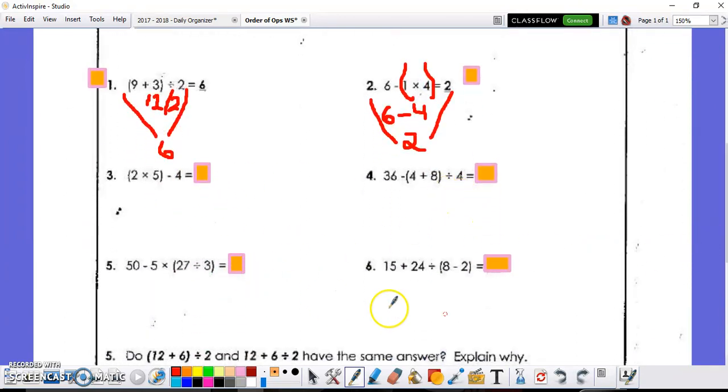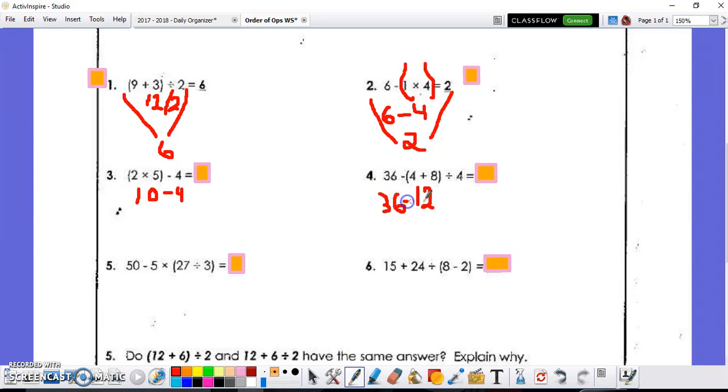You can tell the next 4 problems all have bracket pieces. So that's where you start. 5 times 2 is the first thing that you do, and then subtract 4. 4 plus 8 is the first thing that you do, and then rewrite the problem.